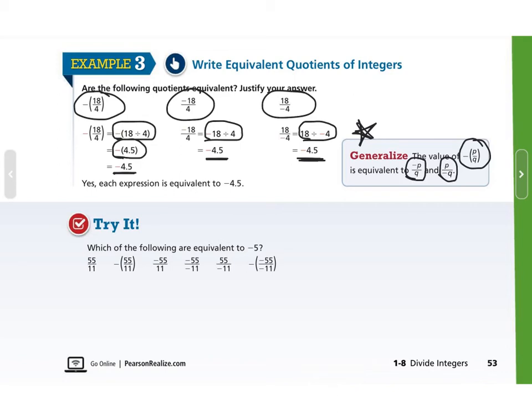Now complete the try-it and come back and check your answers when you're finished. Out of those 6 division problems listed, 4 of them are equivalent to negative 5.